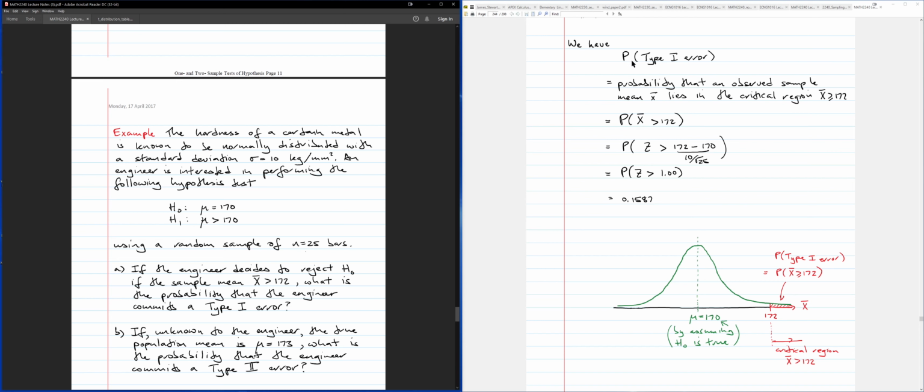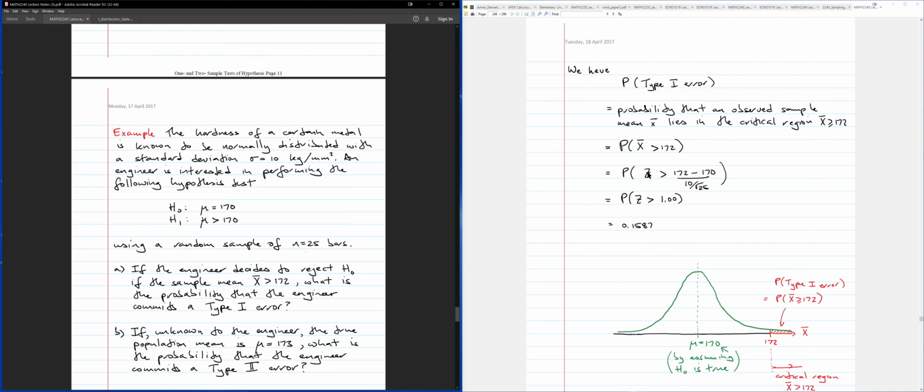So to work out the probability of the type 1 error, we just need the probability that the big X bar is bigger than 172. This isn't hard, because the X bar is normally distributed, so you do this in the standard way. You scale the X bar to Z, and when you scale, the 172 also needs to be scaled.